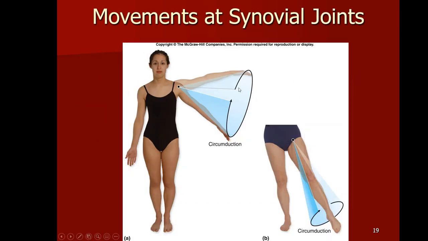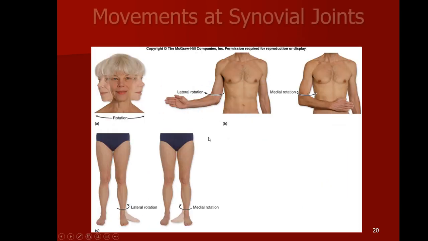Circumduction is different than rotation, but if you put your arm out to the side and made a circle, that's called circumduction. You can do the same with your leg. So that's circumduction. This is not rotation. Rotation would look a little bit different.